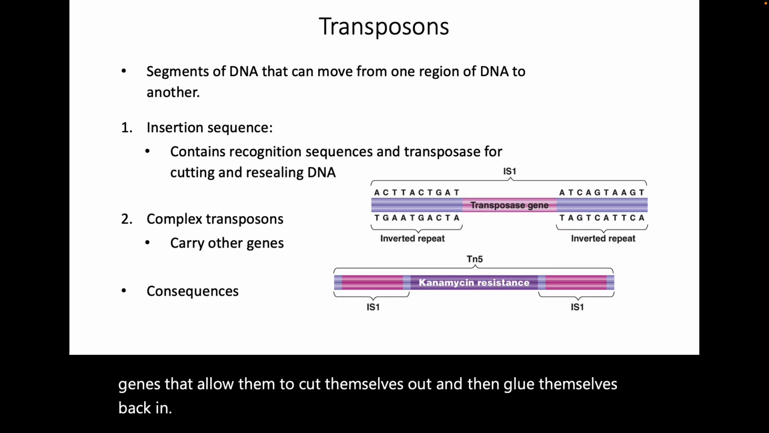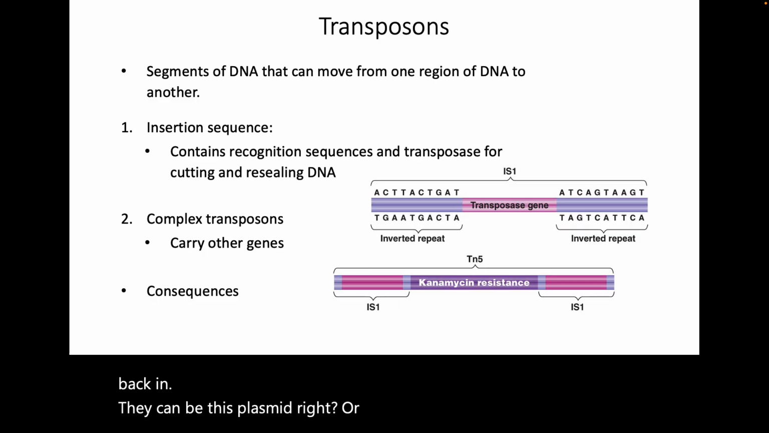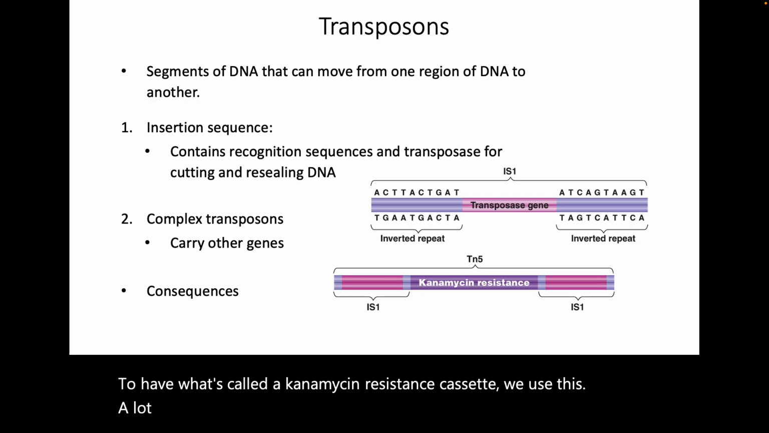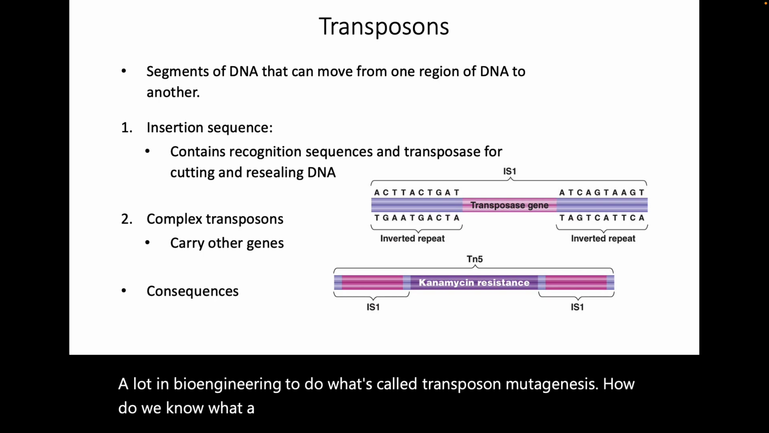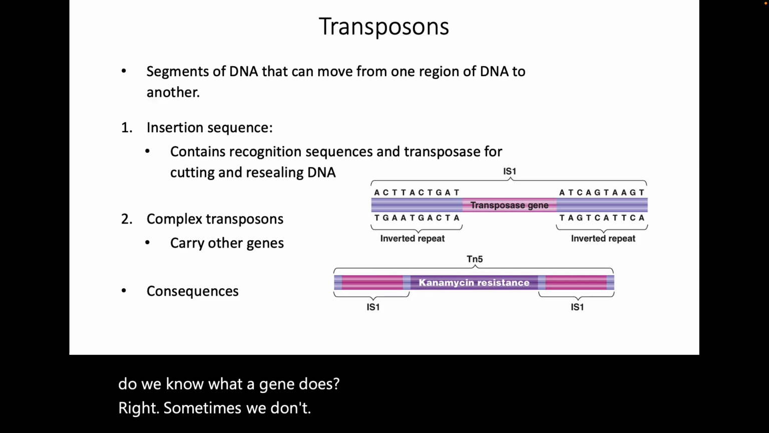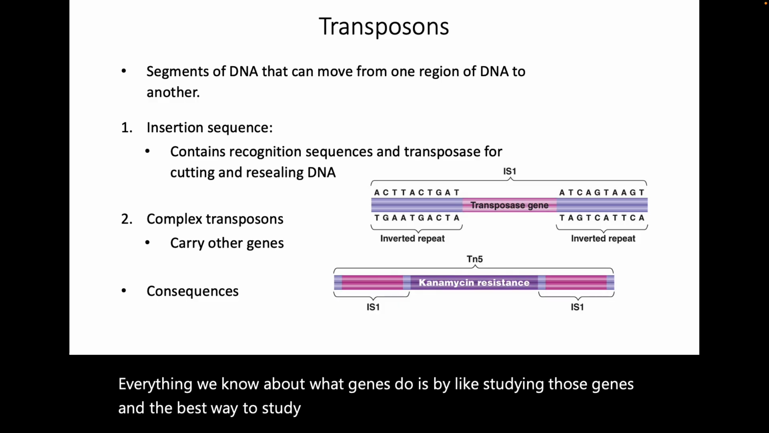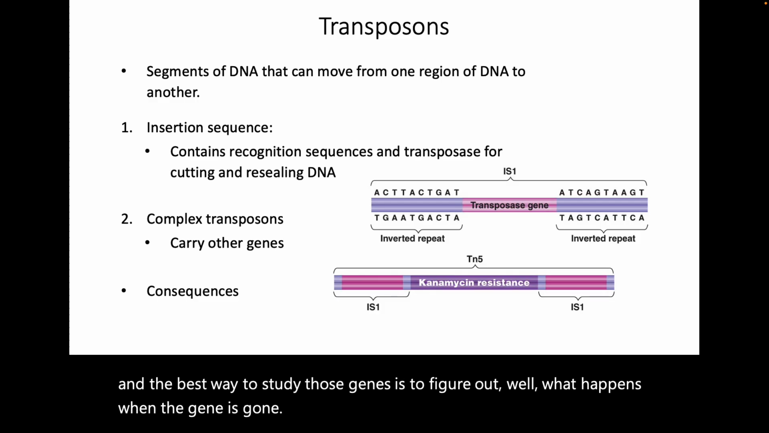This transposon right here is engineered to have what's called a kanamycin resistance cassette. We use this a lot in bioengineering to do what's called transposon mutagenesis. How do we know what a gene does? Sometimes we don't. Everything we know about what genes do is by studying those genes. And the best way to study those genes is to figure out, well, what happens when the gene is gone? So how do we know?